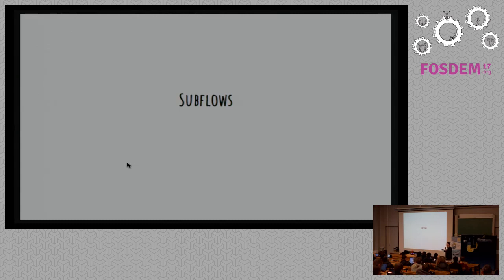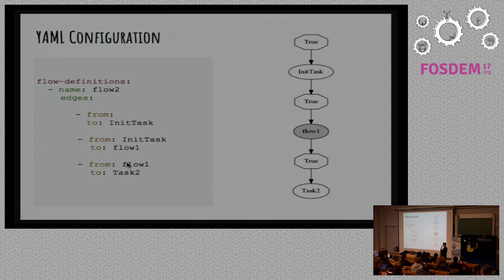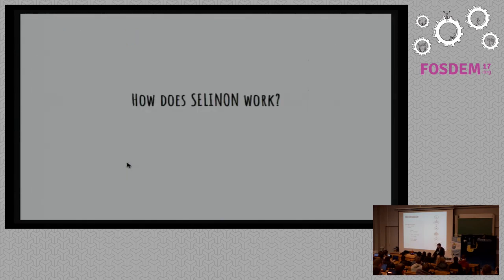Now, in many cases you want to reuse this, so you want to run some flow from another flow. Selinon offers you subflows, and it's pretty straightforward. As a flow is another node in your dependency graph, you can directly state your flow in your YAML configuration file, like this. So in this particular scenario, after the init task is done, we can run flow one. After that, we run flow two.